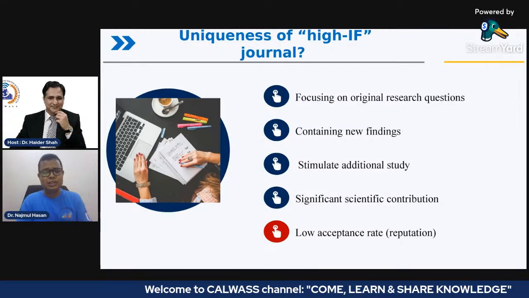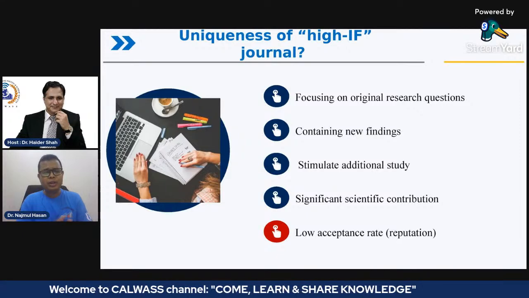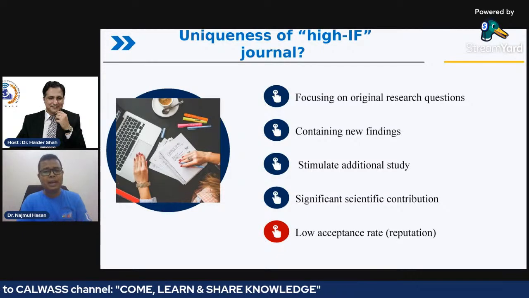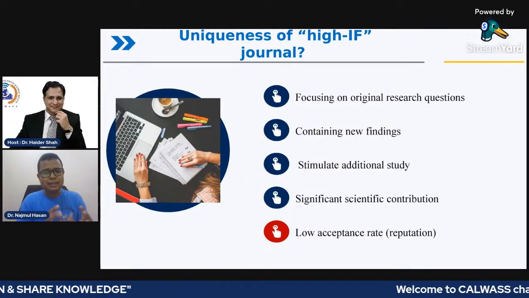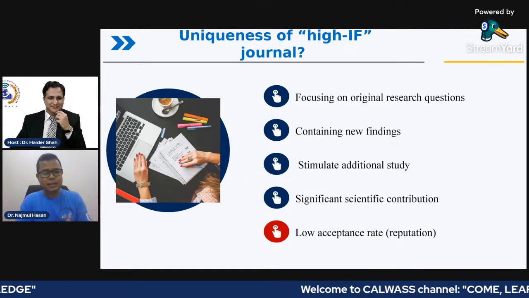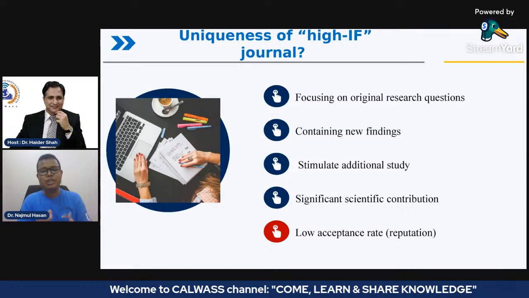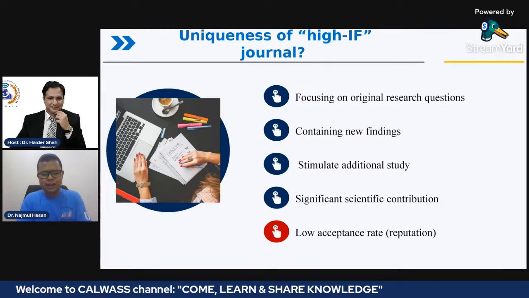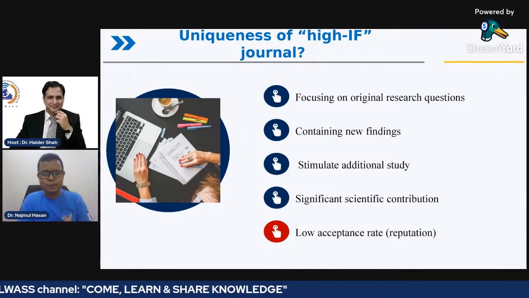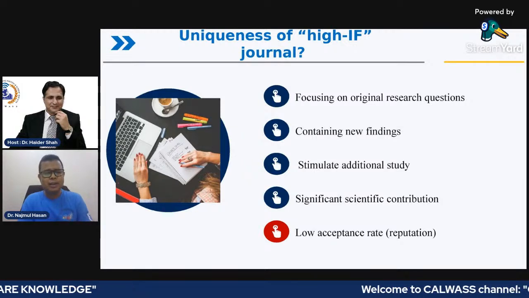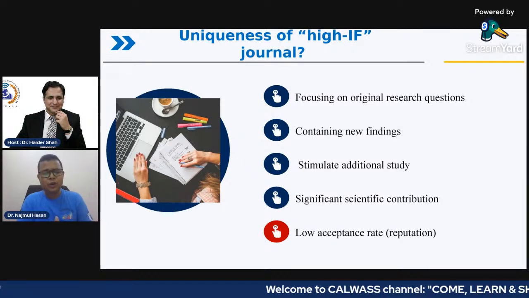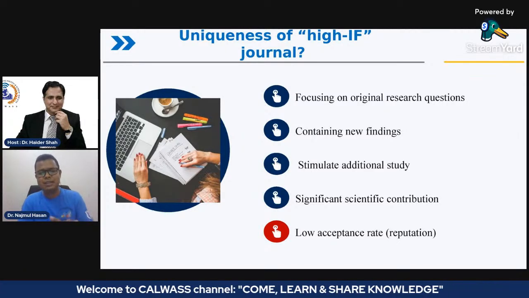And there are lots of benefits and opportunities when you want to publish your paper in a high impact factor journal. The first opportunity: the uniqueness of high impact factor journals is their focus on the original research question. For example, I'm talking about digital dividends, the circular economy, the digital economy, or in some cases marketing analytics. Whatever it is, the topic of the research doesn't matter.